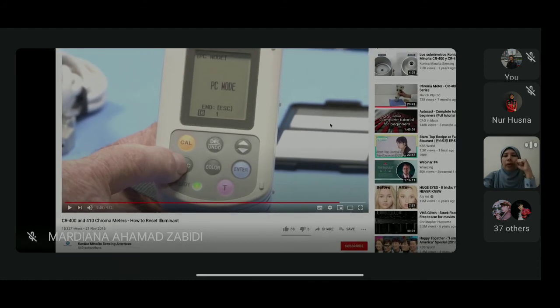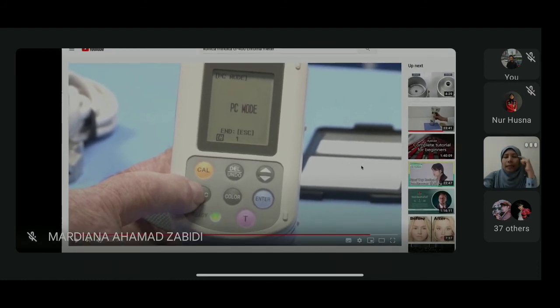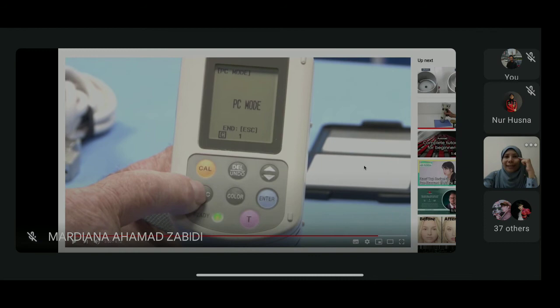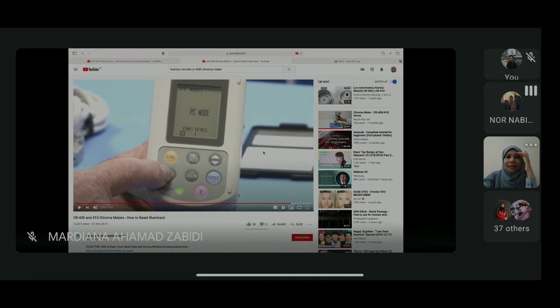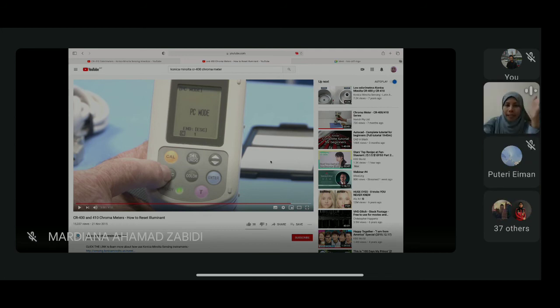Okay, kalau kamu tengok dekat gambar belakang ni, nampak tak saya punya arrow dekat saya punya screen? Nampak. Okay, kalau kamu tengok arrow ni adalah namanya white plate. White plate ni untuk kita nak calibrate this particular chromameter. So every time when you are the first user ataupun you first time nak, sebelum you nak measure you punya sample, you need to calibrate your chromameter.